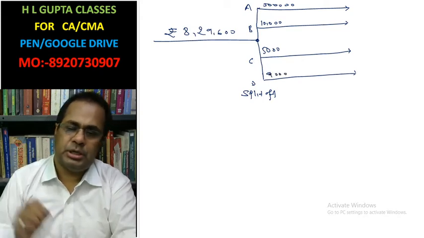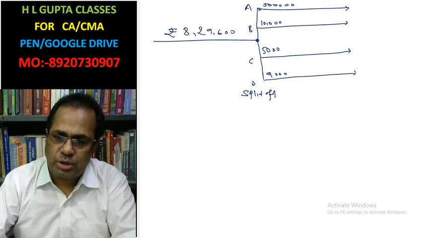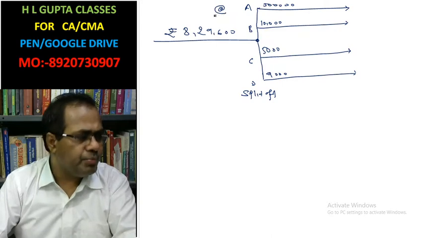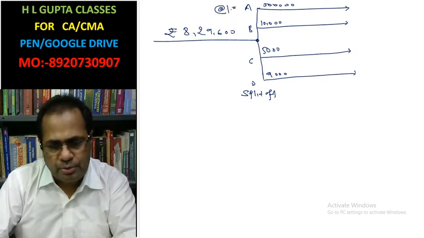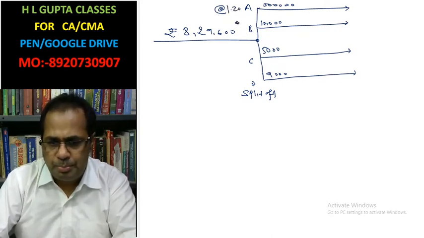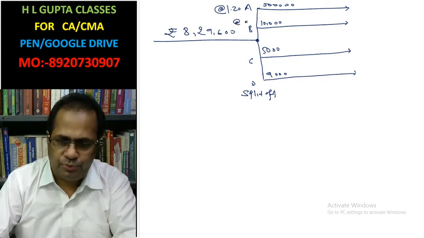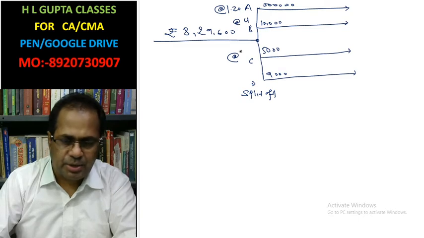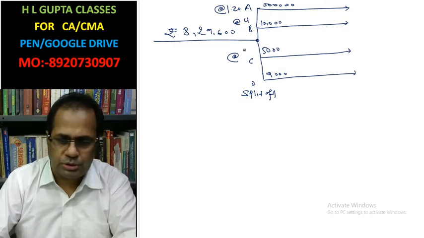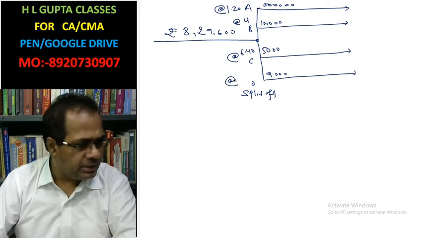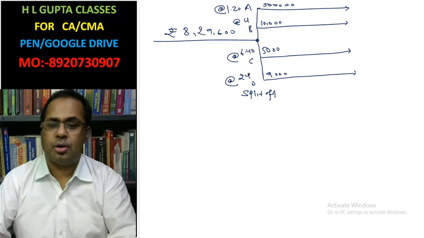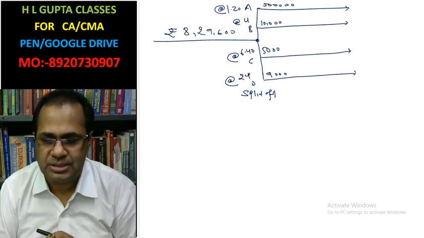If these products are sold at split-off, then the selling price of A is rupees 1.20, B is rupees 4, C is rupees 6.40, and D is rupees 24. This is the selling price at split-off.